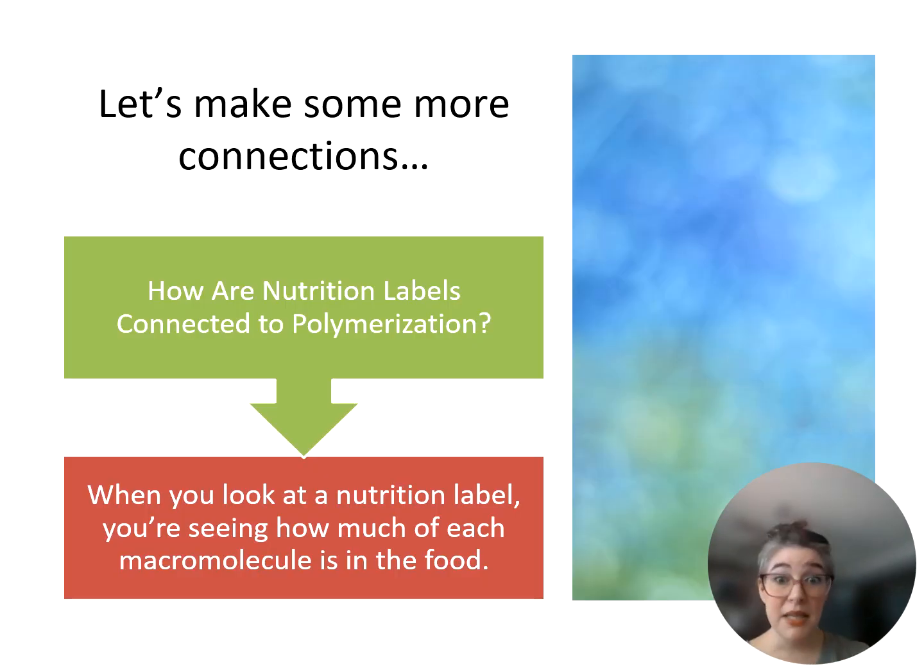Okay, so let's make some more connections now. How are nutrition labels connected to polymerization? So remember, we talked about that. We even defined terms already. So now we need to broaden our biomolecule vocabulary and fluency. So when you look at a nutrition label, you're seeing how much of each macromolecule is in the food. So when we looked at that nutrition label, that's what we were seeing. How much of each macromolecule, carbohydrates, protein, fat, was in the food.